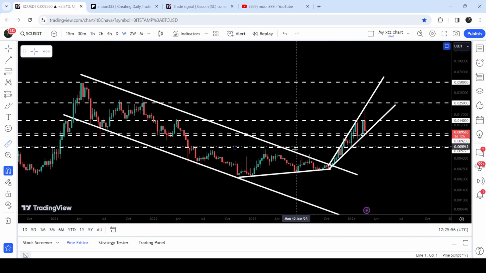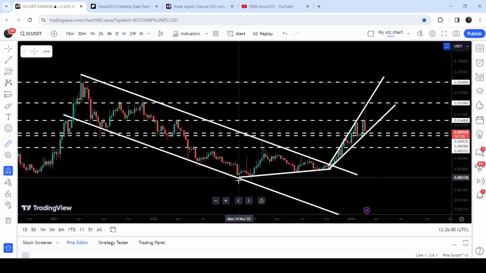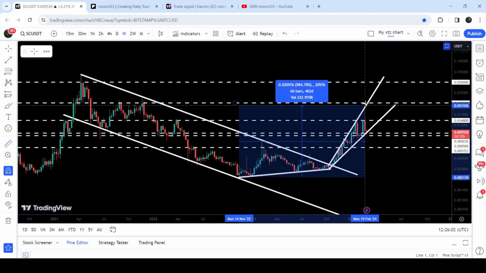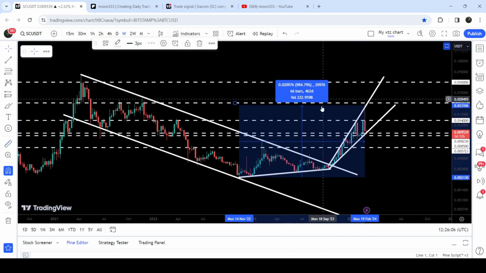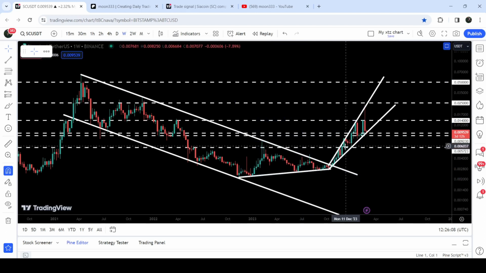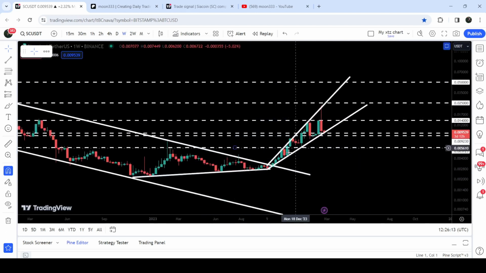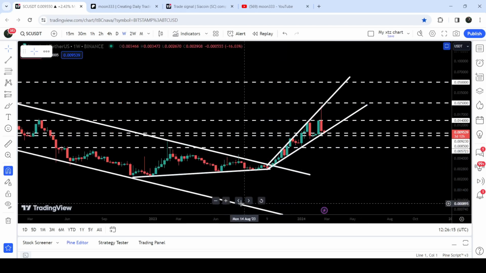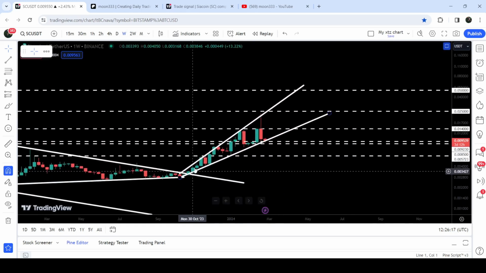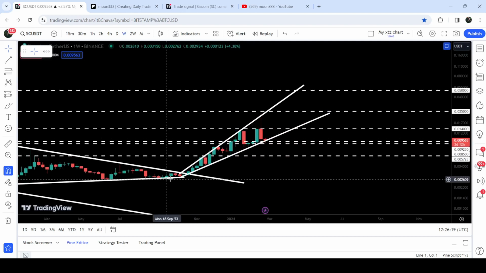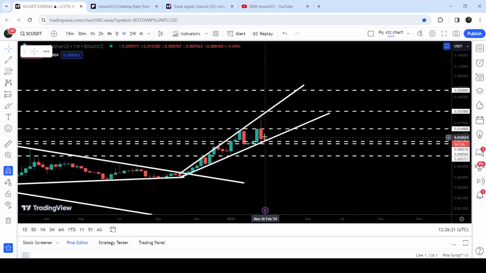Now, if I place this measurement tool from this low when we were testing the support of this channel up till this current high, then you can see that so far it has rallied more than 984%, almost 1000%, but could not break out this long-term resistance of the broadening rising wedge pattern. You can see whenever it is testing the resistance of this wedge, it is getting bounced and forming higher lows and higher highs. And this time, if the price line will be again bounced from this support, then it can form another higher than previous high.